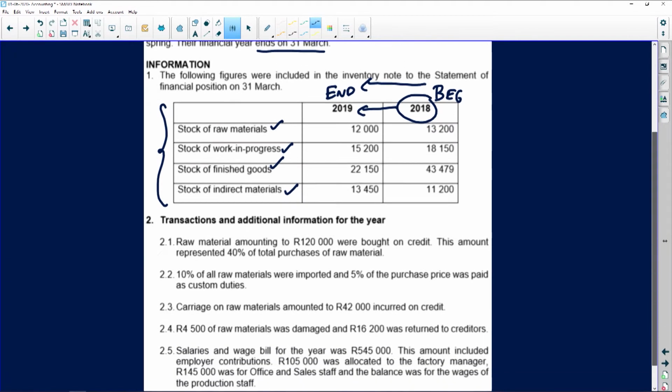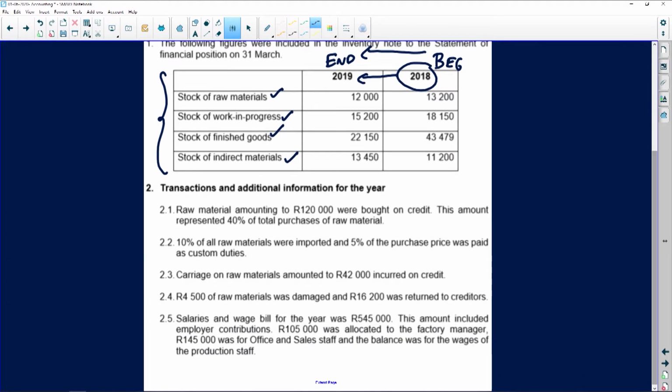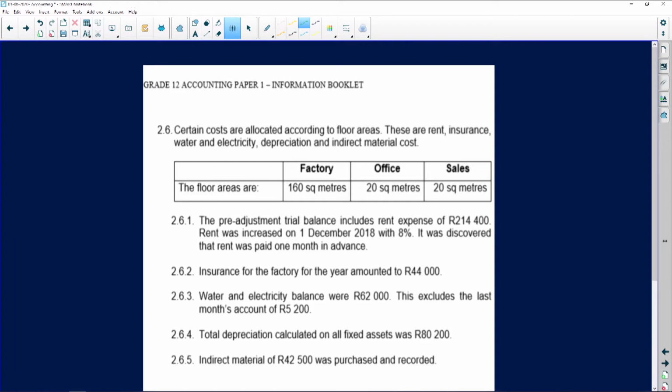Then additional information and transactions for the year, right? So the first bit of information deals with raw materials, as you can see, I'm not reading through. The second bit of information, again, I see the word raw materials. Third bit of information, once again, raw materials. Information 4, again, guys, they're talking about raw materials. And then finally, information 5 is slightly different because they're now talking about salary and wages. Okay, so in this particular question, oh, there's more information.